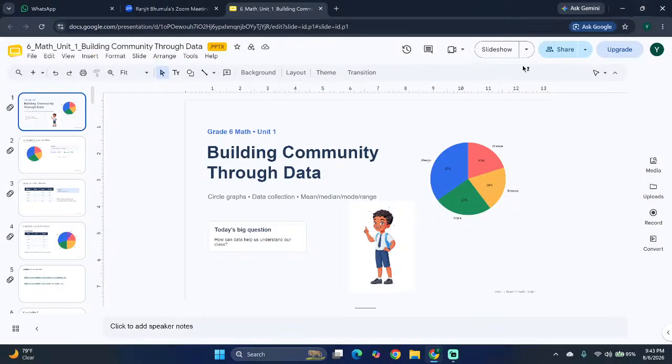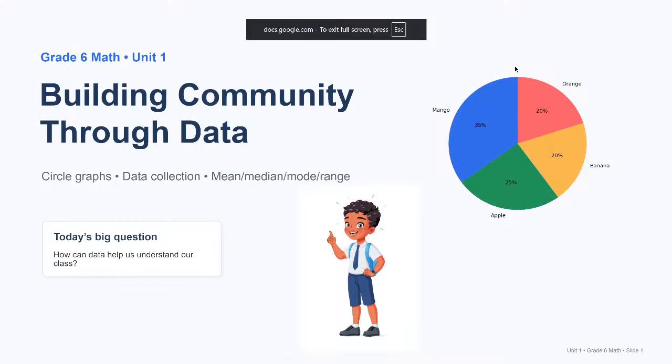This is sixth grade math, building community data, and then we're going to learn about circle graphs, data collection, mean, median, mode, and range. So the big question is: how can data help us understand our class?